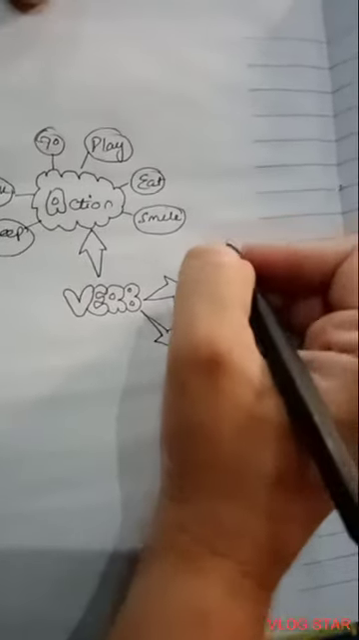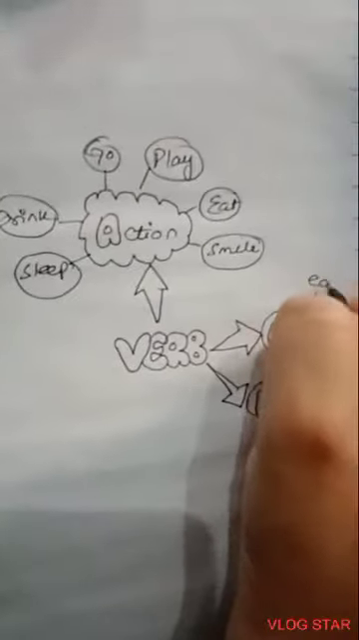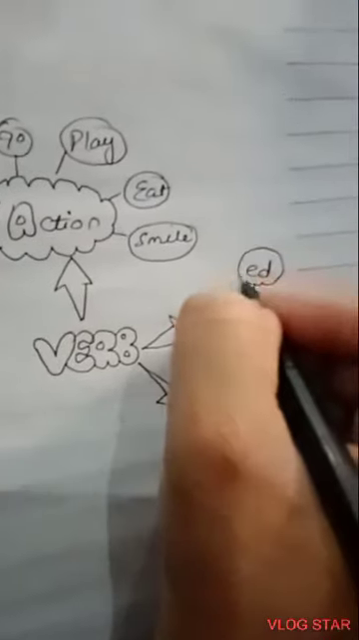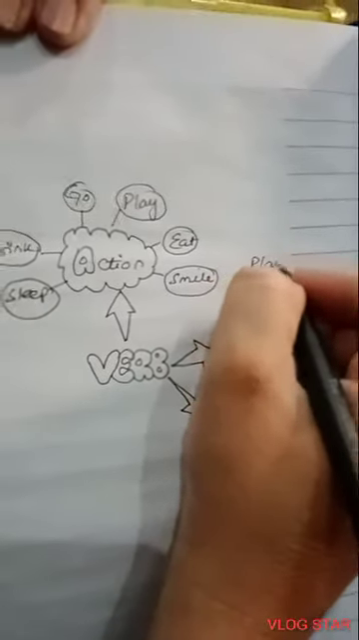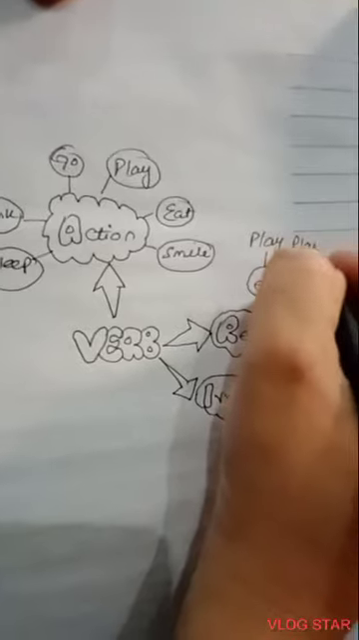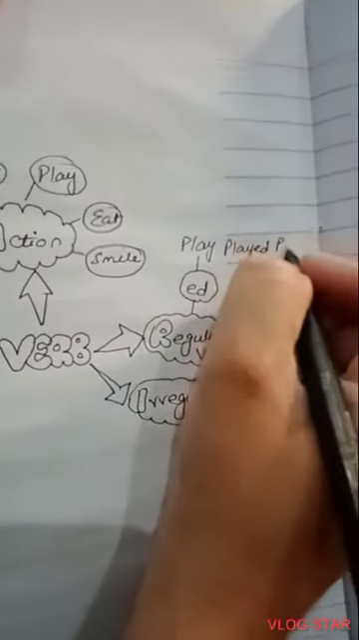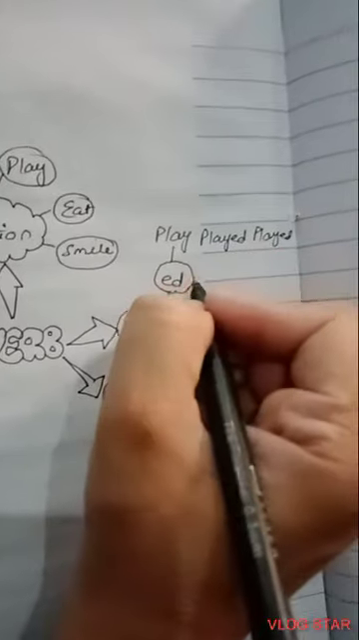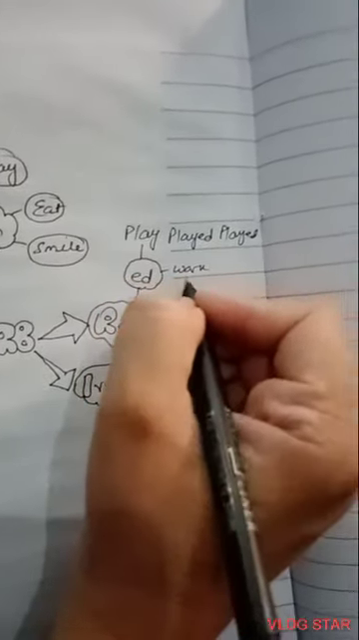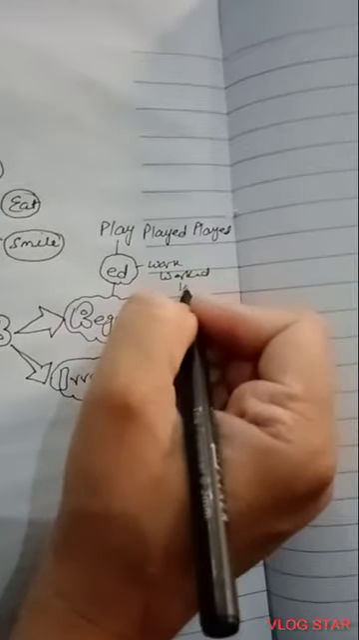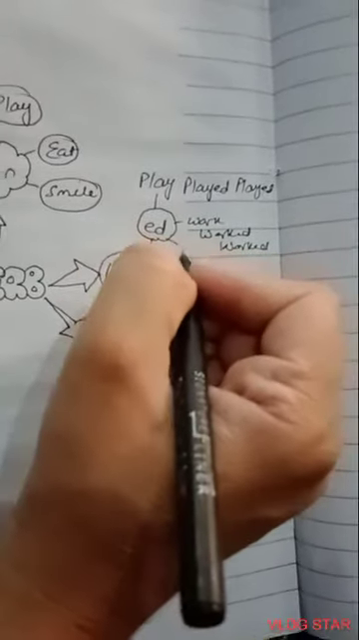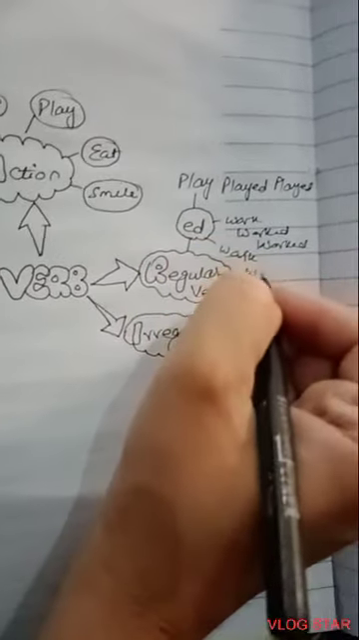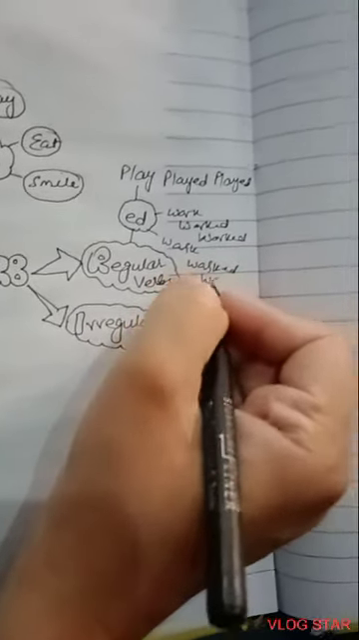My dear students, all those verbs whose past and past participle we can make by using ed at the end of the verb are called regular verbs. For example, we can say play, past form played, and past participle played. Similarly, work, past form worked, and past participle worked. Same, walk, walked, and walked.